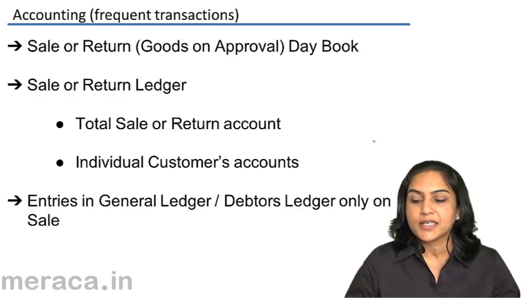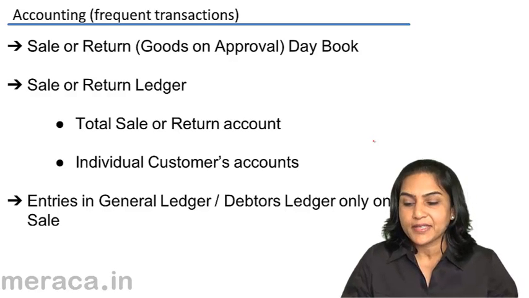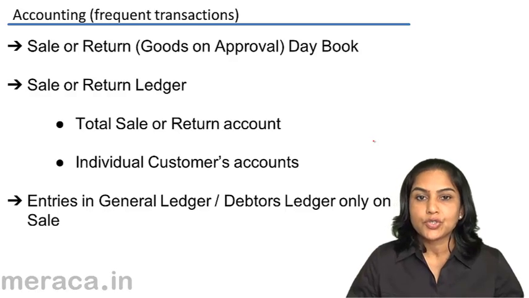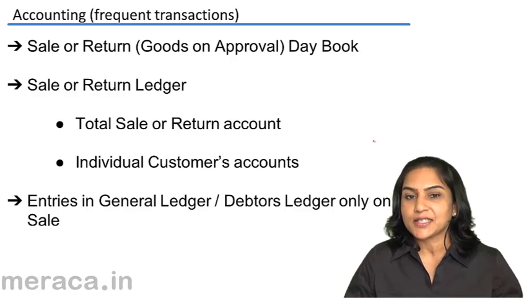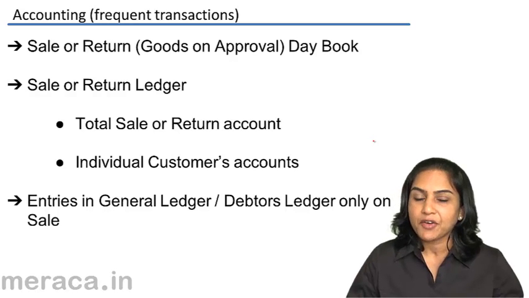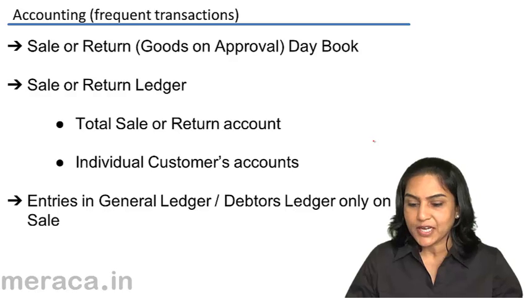Accounting in case of frequent transactions. If we have goods sold on approval frequently, maybe around 5 times a month or so, we need to exercise better control, and therefore we have a separate set of books to record these transactions.